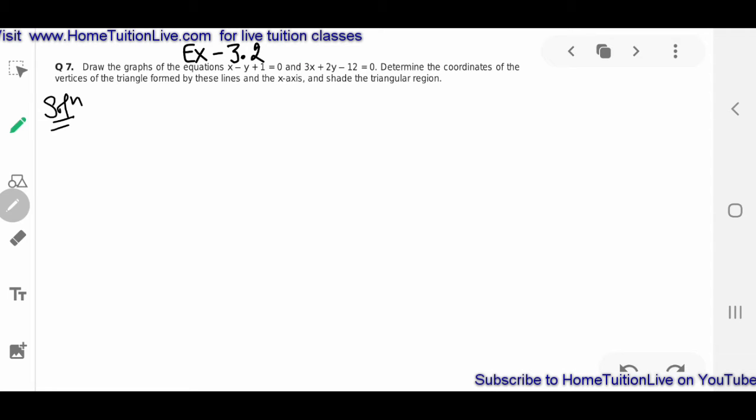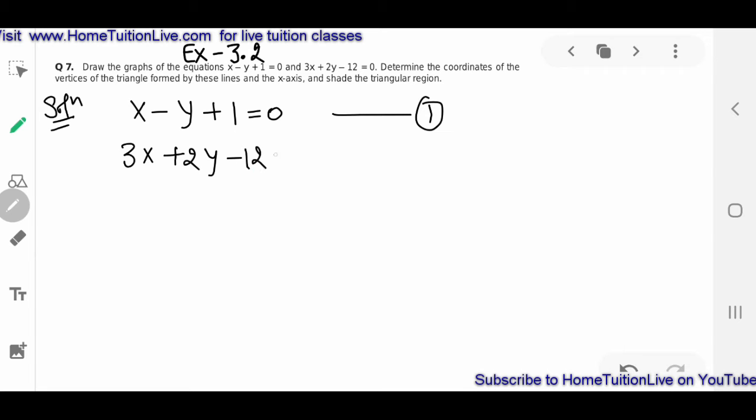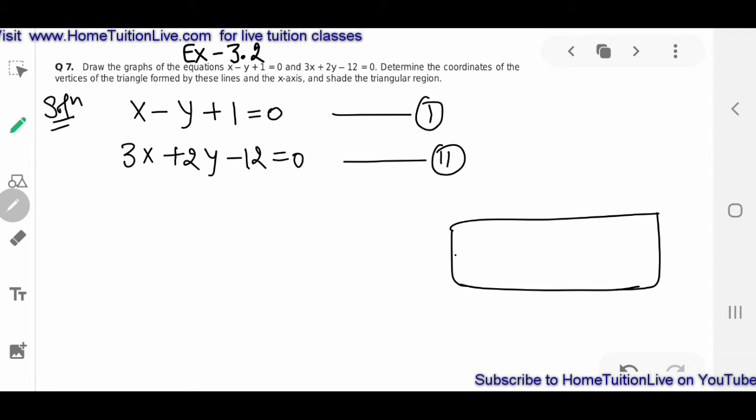Okay, to start, we have the given equations. The first equation is x minus y plus 1 is equal to 0. The second equation is 3x plus 2y minus 12 is equal to 0. We will find the solutions for both equations so that we can draw the graph on the basis of those values.